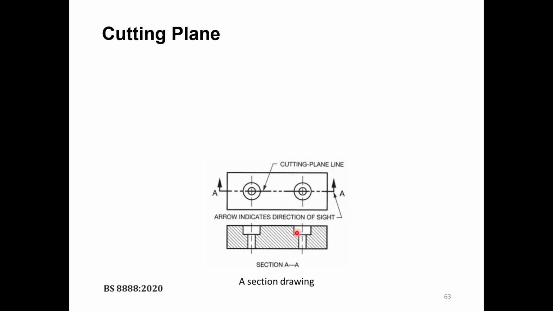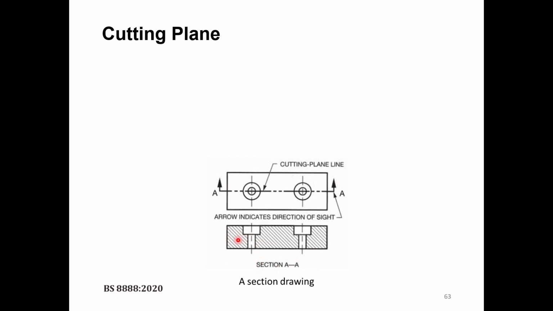Normally for this we use arrows. We use two arrows on the left and right hand sides of the cutting plane line. And then the direction of the arrow here shows the direction of sight. So you cut along this line, then you remove this part, and then you look in this direction, and then you plot the part here.